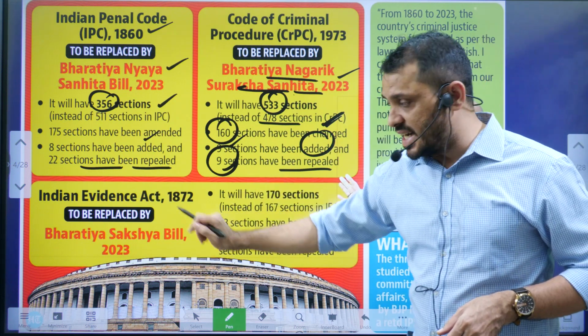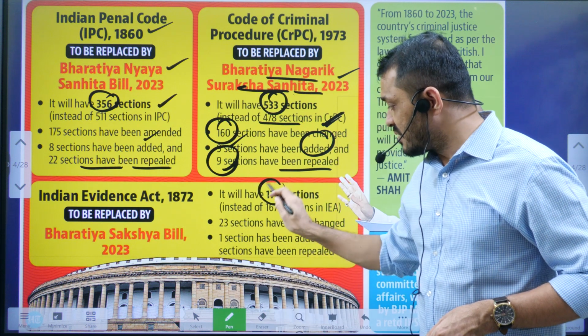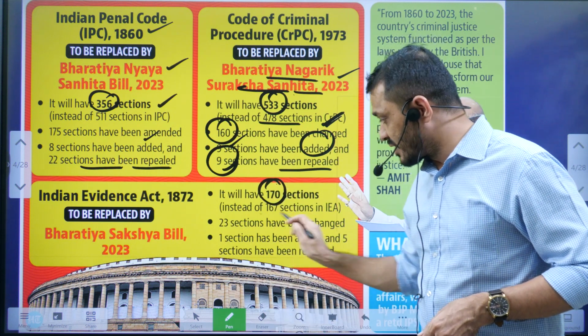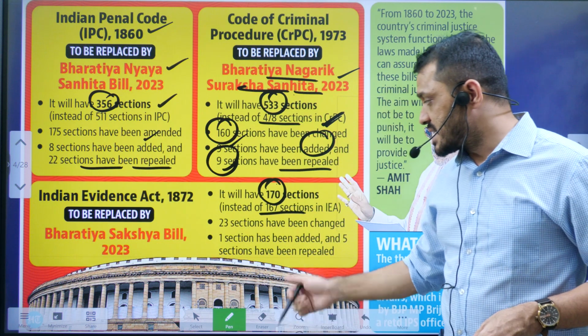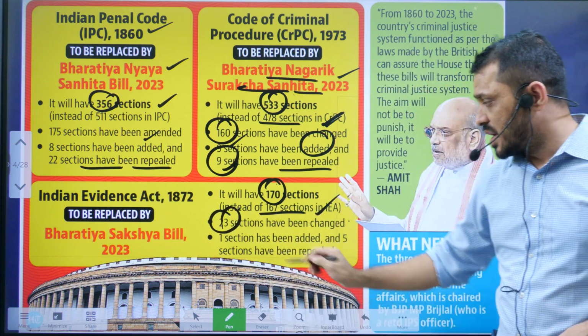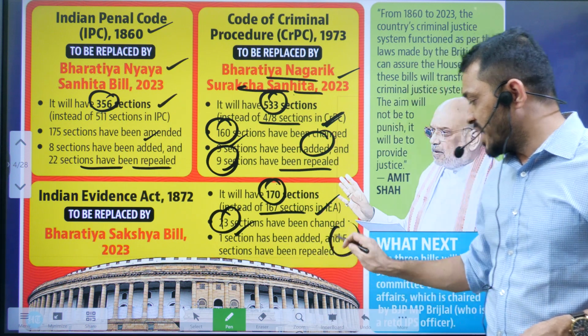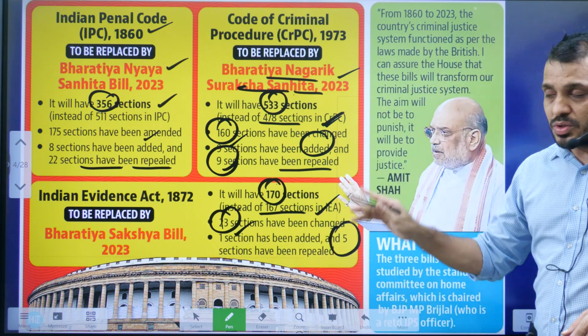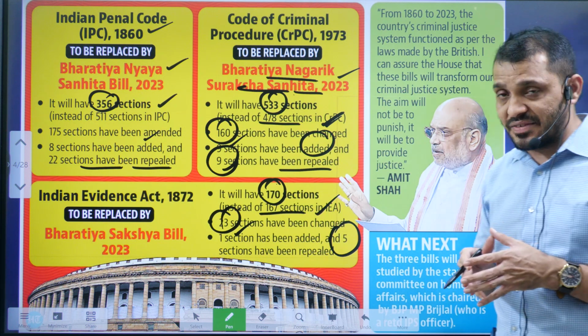Then the Indian Evidence Act 1872 is going to have 170 sections instead of the previous 167 sections. Out of this, 23 sections have been changed, one section is added, and 5 sections have been repealed. So this is the brief overview regarding the Indian Evidence Act.